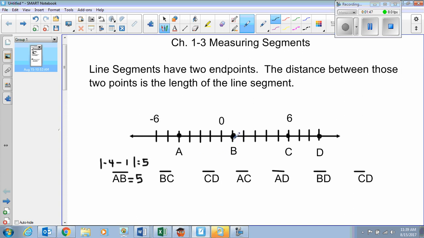The length of BC, we'll start at B. We go 1, 2, 3, 4, and 5. So BC also equals 5. CD, we start at C and go to D. So we go 1, 2, 3. That's the length of CD.